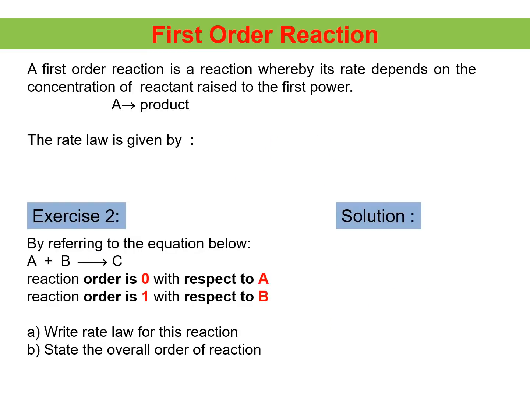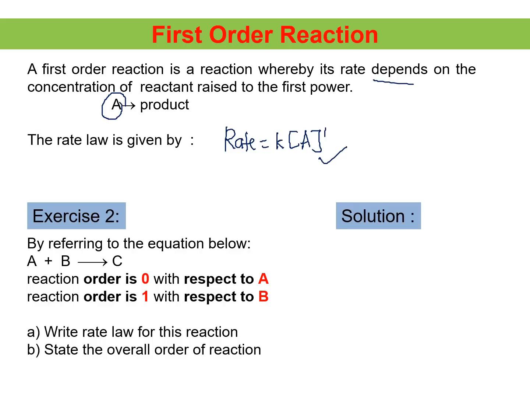Next, first order reaction. First order reaction is a reaction whereby its rate depends on the concentration of reactant raised to the first power. Let's say you have A reactant produce the product. So based on this, you can write the rate law, which is rate equals to K times the concentration reactant A power of its order of reaction, which is 1. Let's say A is a first order. So this is your rate law for first order.